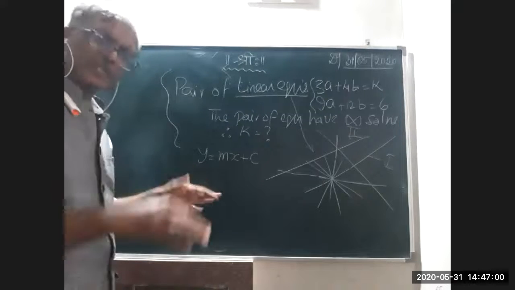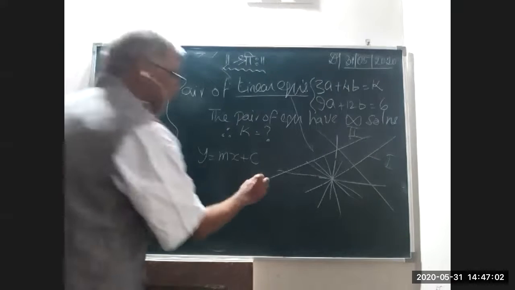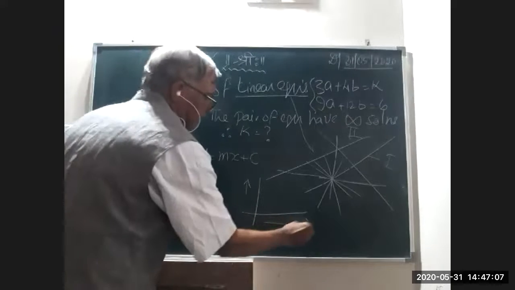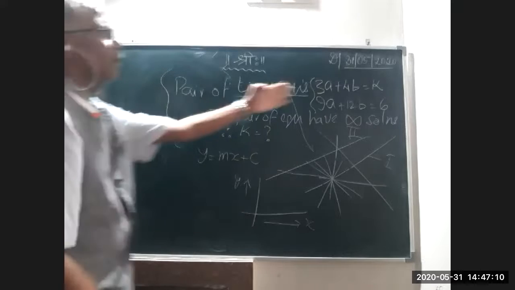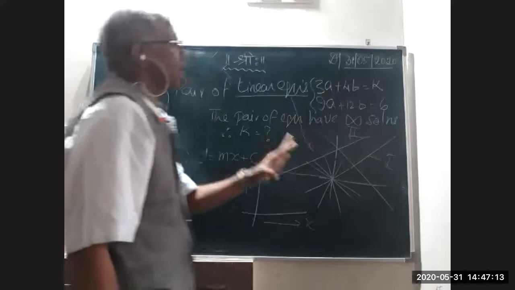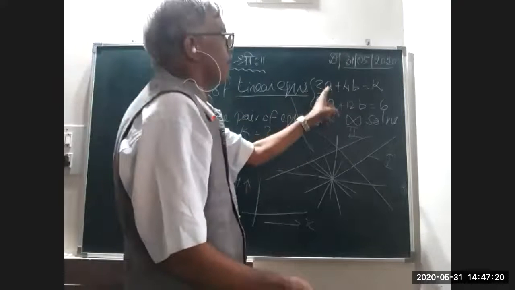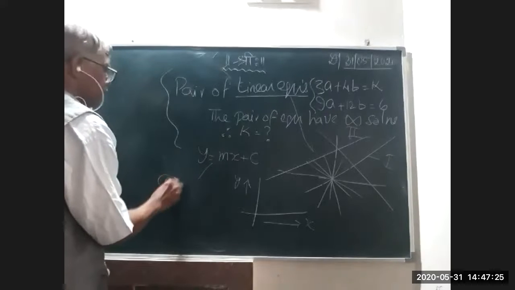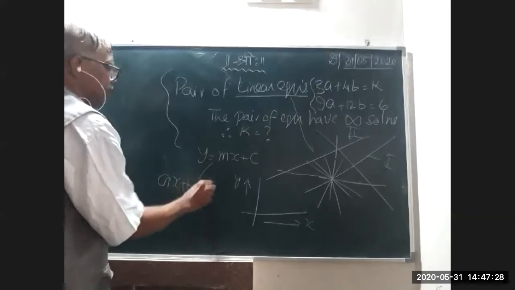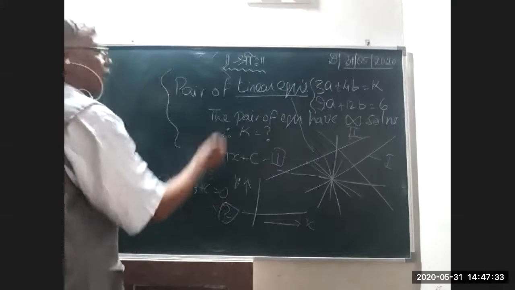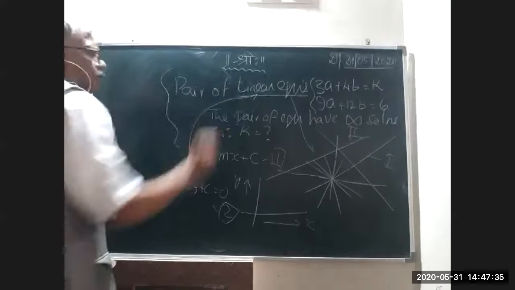Who is y? y is the result, which we normally plot on the y-axis. Now x is on the x-axis. Now here they have given 3a plus 4b is equal to k. You can take any variable on the y-axis, the other variable on the x-axis. Normally, this is in the form of y equals mx plus c. I have one more equation to represent this. This is called ax plus by plus c is equal to 0. Both equations are valid in terms of defining linear equations.